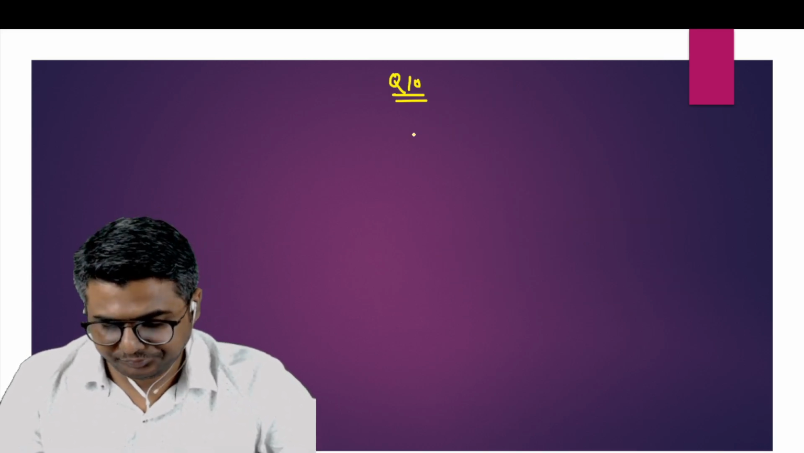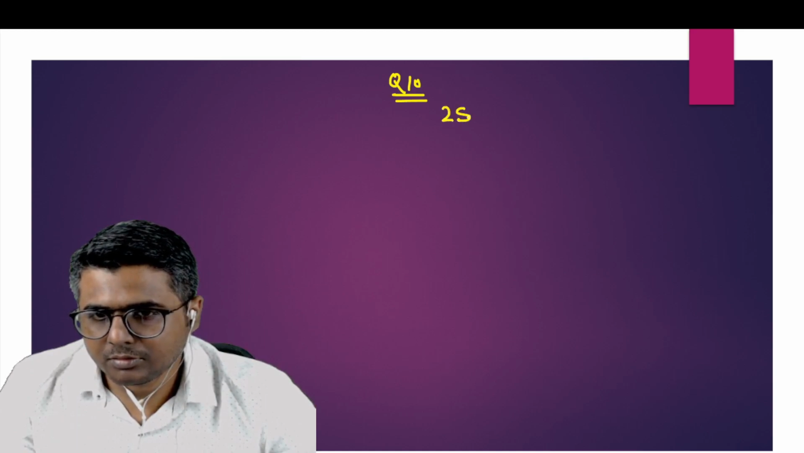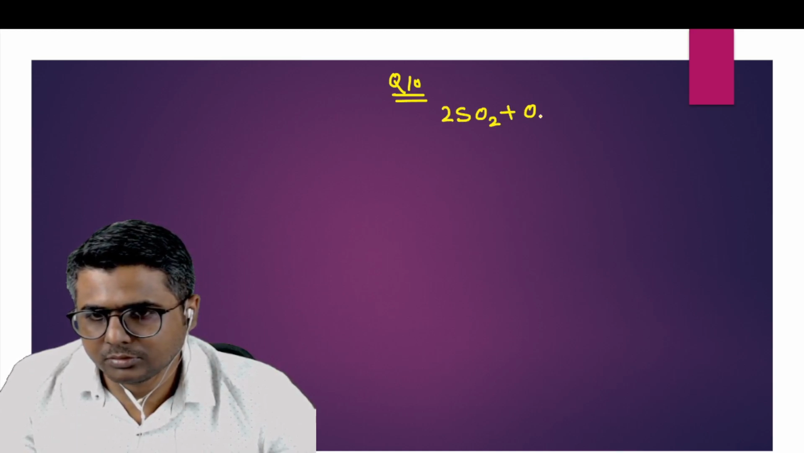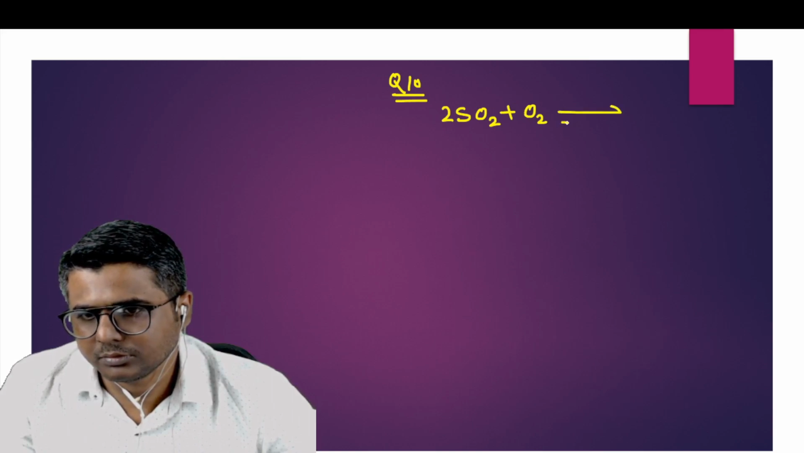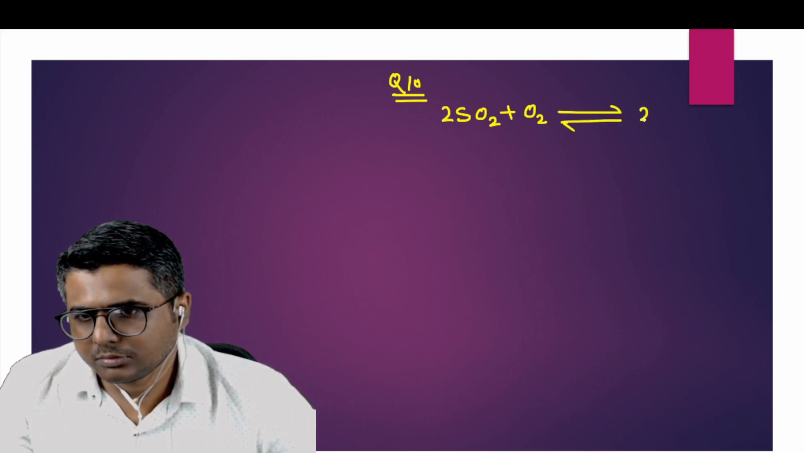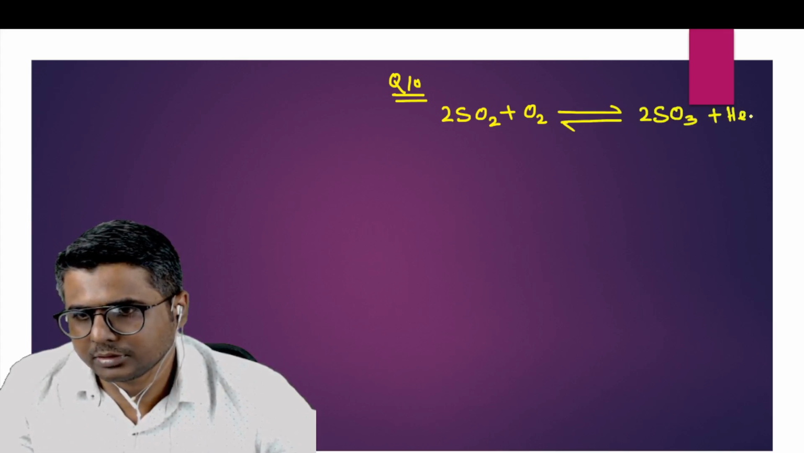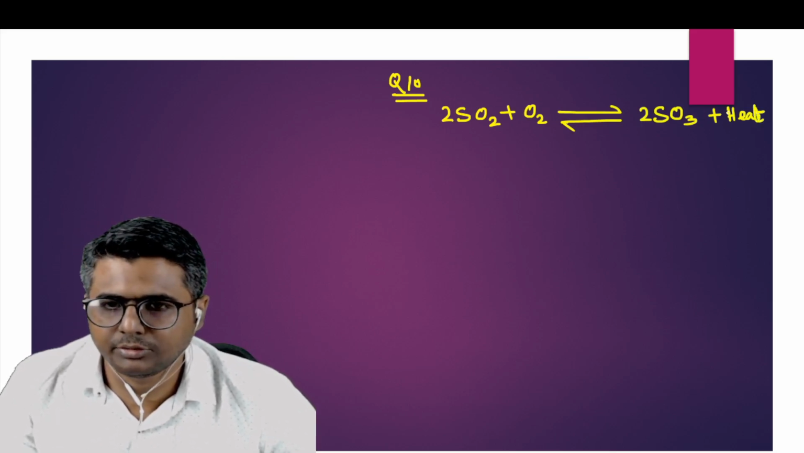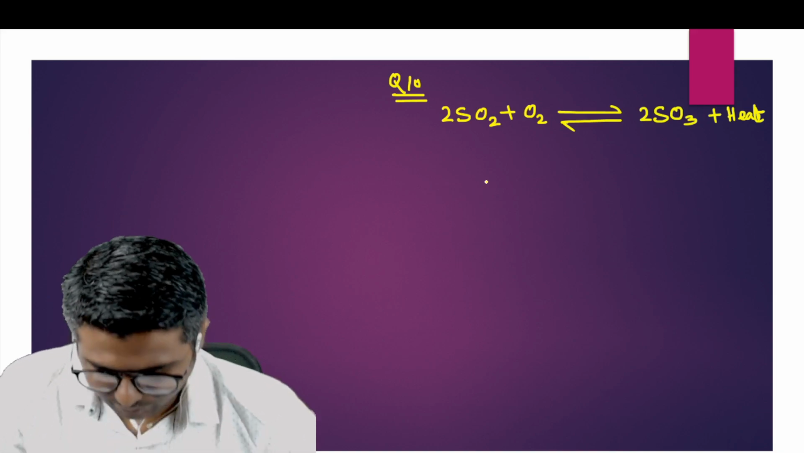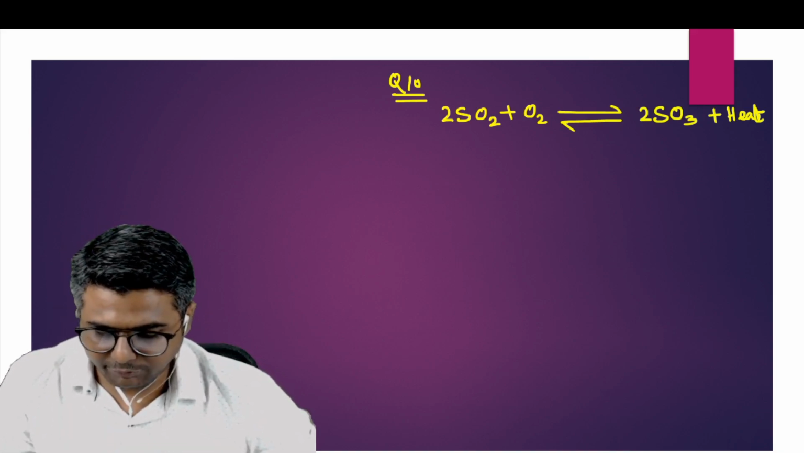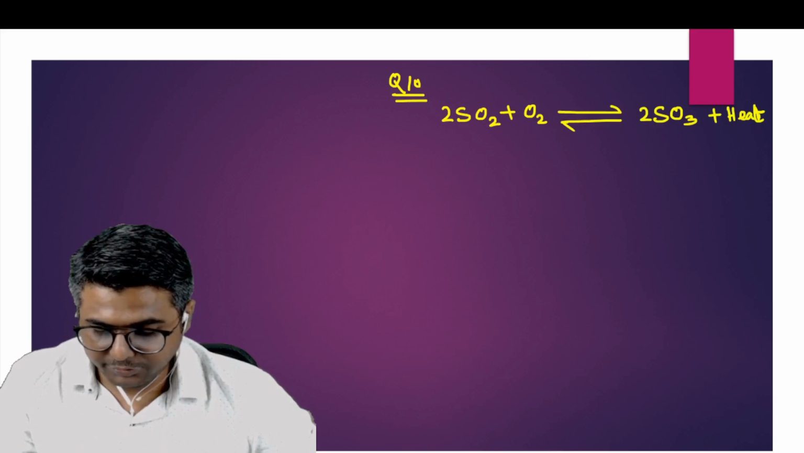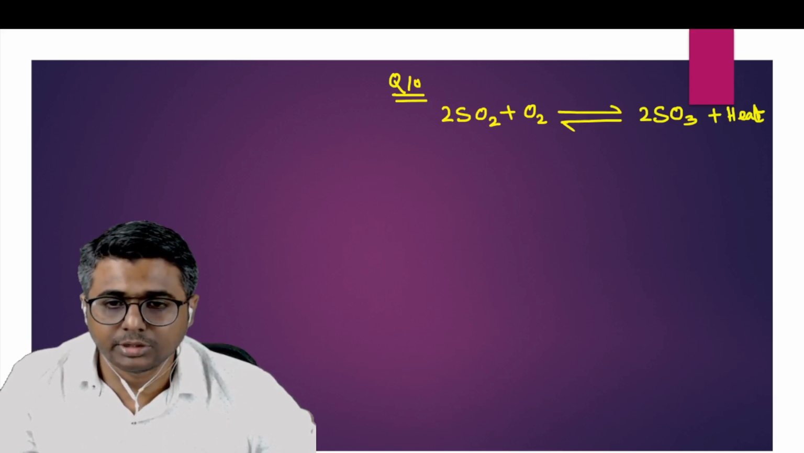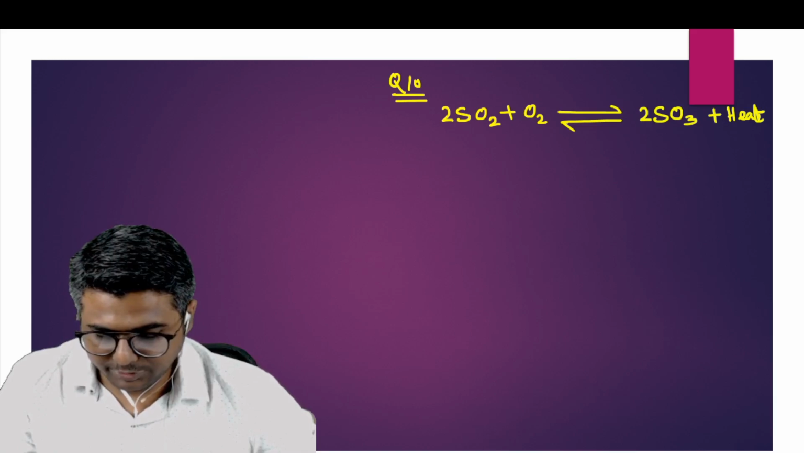Question number 10. 2SO2 plus O2 gives 2SO3 plus heat. This is again an exothermic reaction. So increase in temperature is not going to help. So we have to find out how we can increase the forward reaction. If you increase the temperature, forward reaction is not going to increase, that is for sure. If you increase the pressure, forward reaction is going to increase.